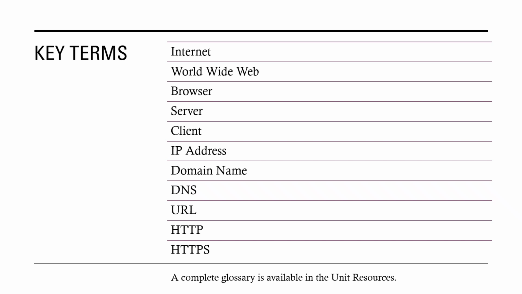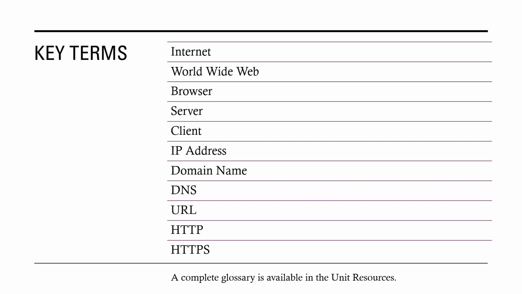So this is a vocabulary lesson. The internet is a global network that connects computers. The web is a collection of websites that run on a network. A browser receives and displays web pages, while a client is the device or application making the request.